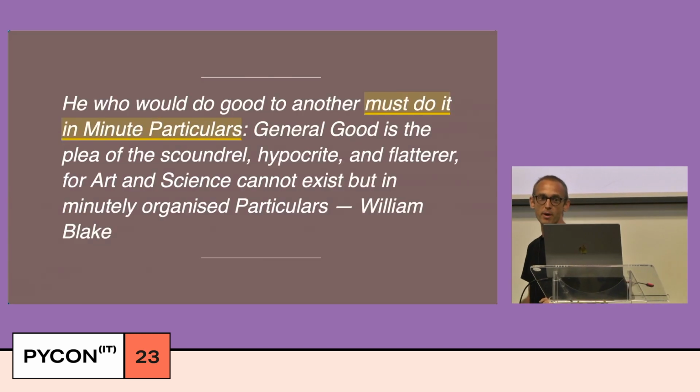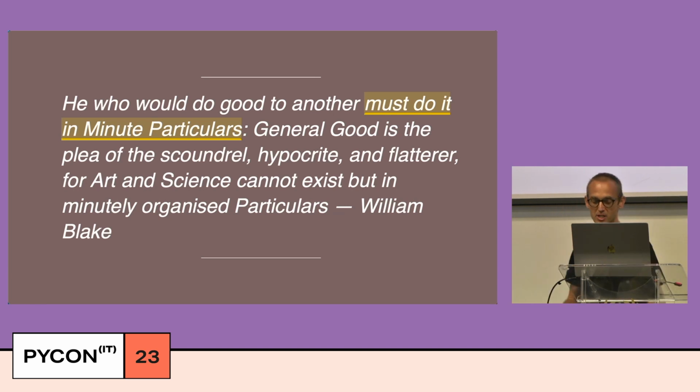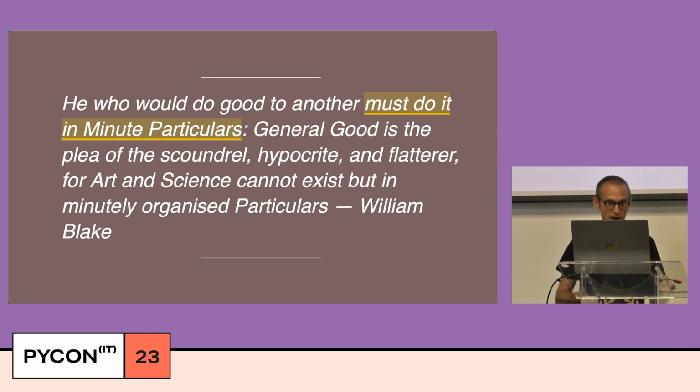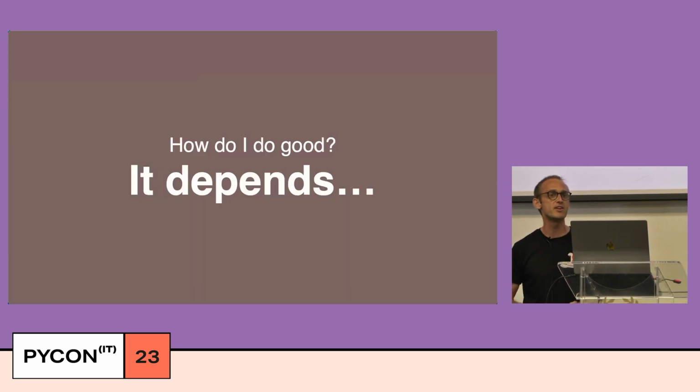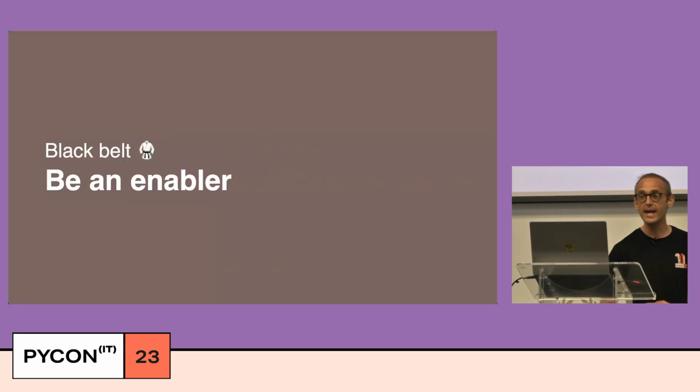I'm just going to put up a quote by William Blake. You can read it. "He who would do good to another must do it in minute particulars." I just love that. The idea is that we don't make changes with high theories and grand statements, but with minute particulars, specific, concrete changes to the world. It's perfect for programmers, because if you ask, how do I do good? Well, the answer is, it depends. Black belt, be an enabler.